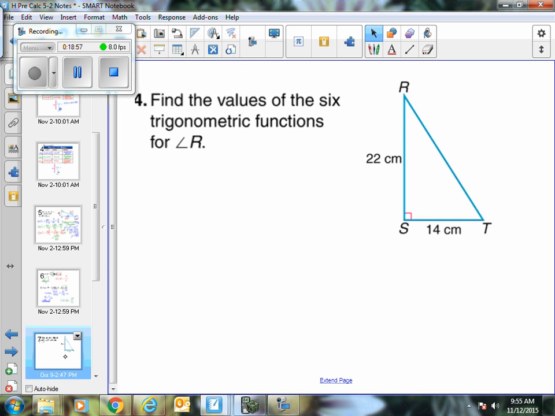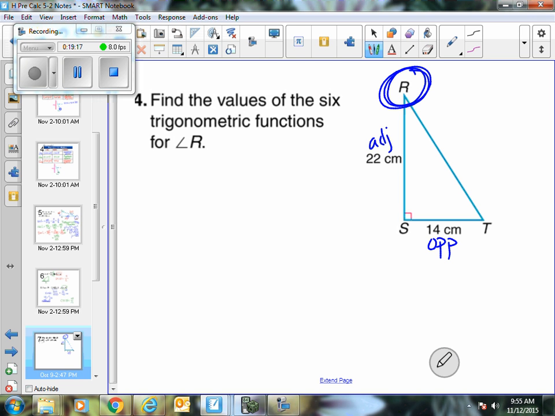Okay, we're going to do one start to finish now to kind of wrap up this piece of it. We're going to find all 6 trig functions for this one. So find the values of all 6 from the perspective of angle R. So this one up here. So we have the side that is adjacent to angle R, the 22. We have the side that is opposite to angle R. The side that we're missing is this one over here.